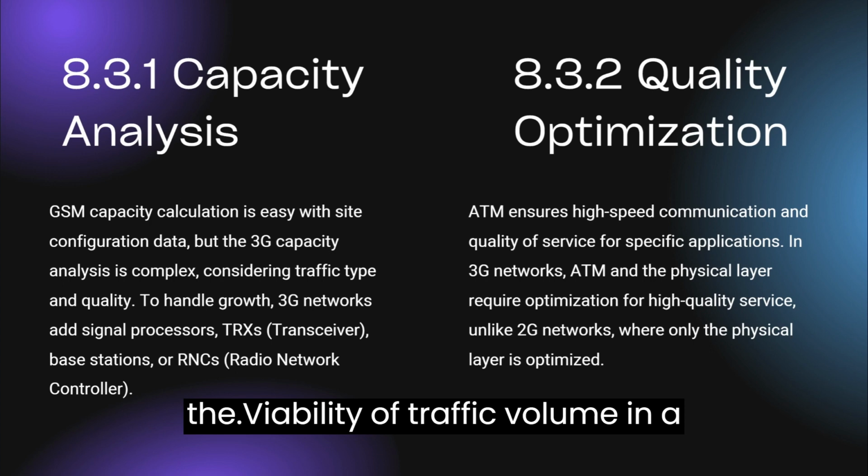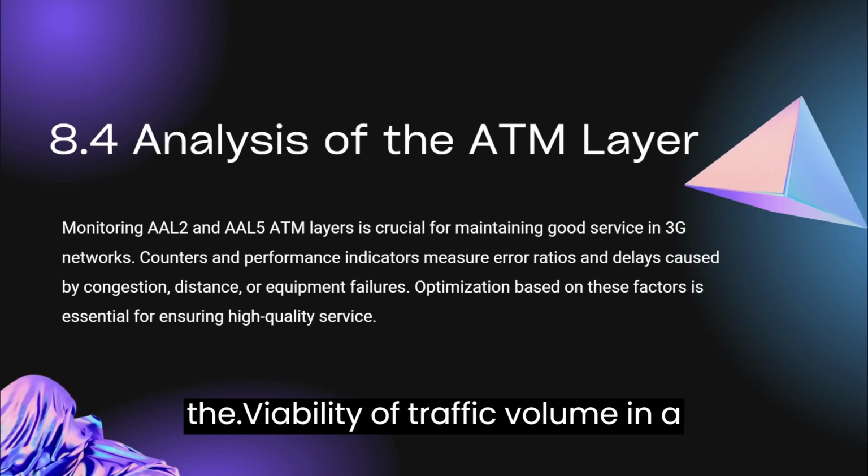And in 3G networks, the use of ATM technology increased the number of things that need to be monitored and optimized to ensure high-quality service. And the two main areas that need to be focused on for quality optimization in 3G networks are the ATM technology and the physical layer.